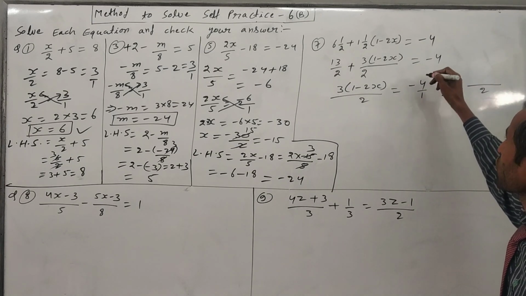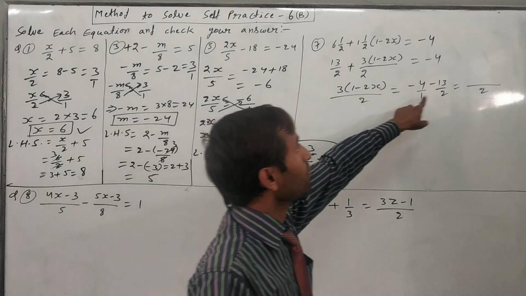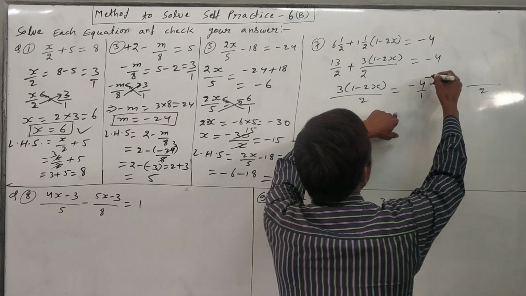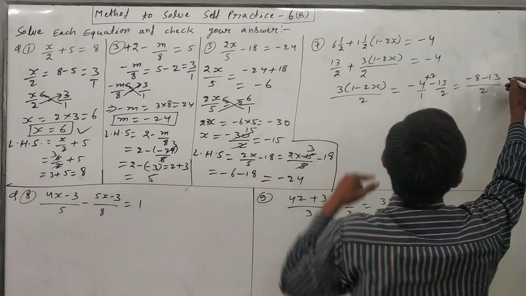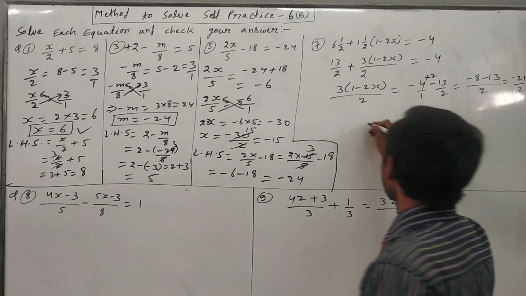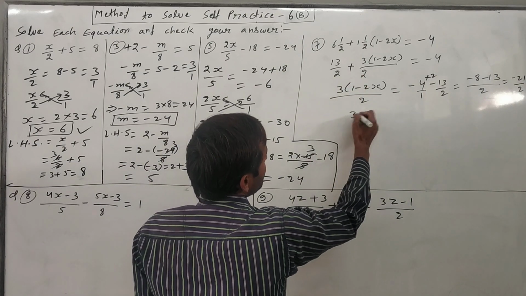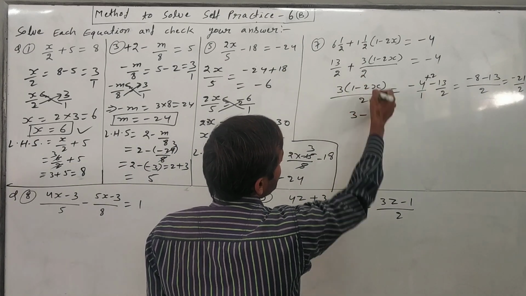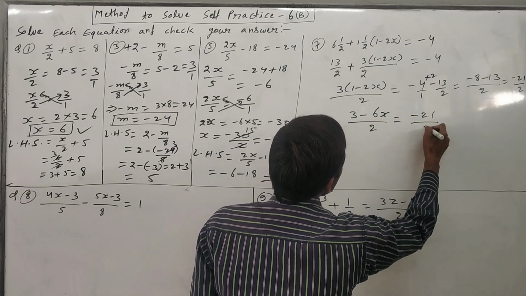We will multiply here 2, because 1 times 2 will come 2, so we will multiply here 2. Then it will come minus 8 minus 13. Then we will add here, how much will come? 13 minus 8, then it will come minus 21 upon 2. Okay, so this 3 will multiply here: 3 times 1 is 3, 3 times 2 is 6, minus 6x upon 2 is equal to minus 21 upon 2.